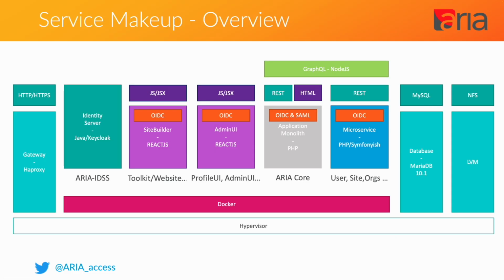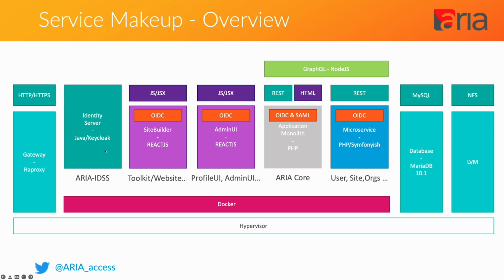So this is a rough diagram giving you the service makeup as it currently stands. What we have currently is a gateway server, and this does the routing to the various containers, and passes various header flags with HA proxy.